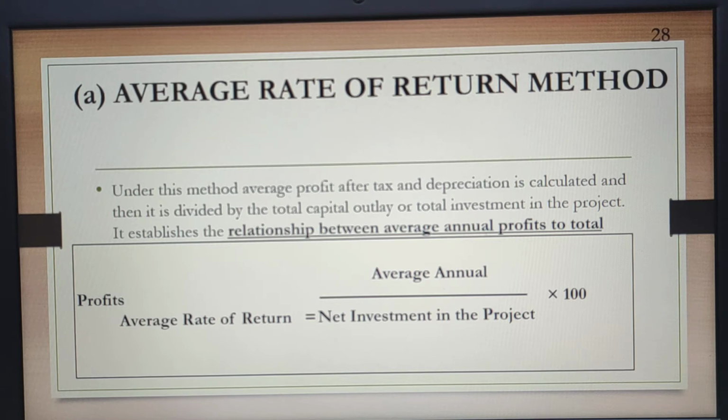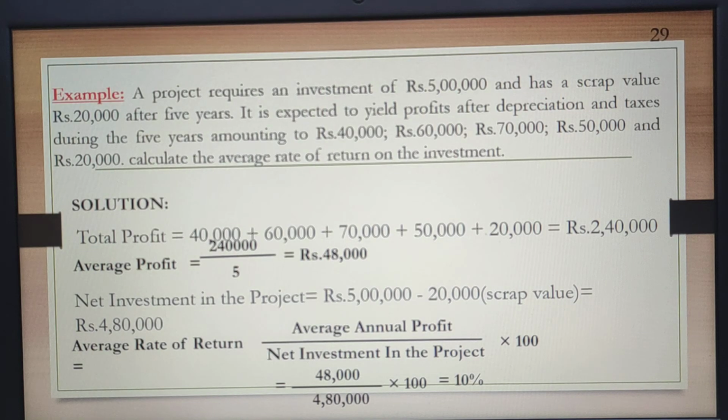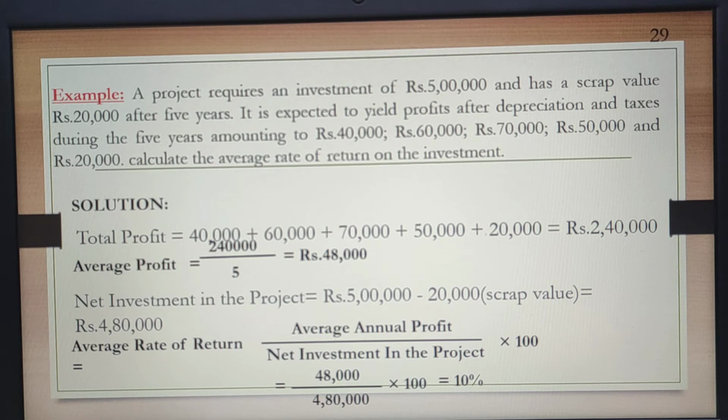Now, understand this with the help of an example. A project requires an investment of 5 lakh and it has a scrap value of 20,000 after 5 years. Firstly, we need to get the net investment, and net investment is calculated by investment minus scrap value. In our case, our investment in the project is 5 lakh and its scrap value is 20,000, and our net investment in the project comes out to be 4,80,000.